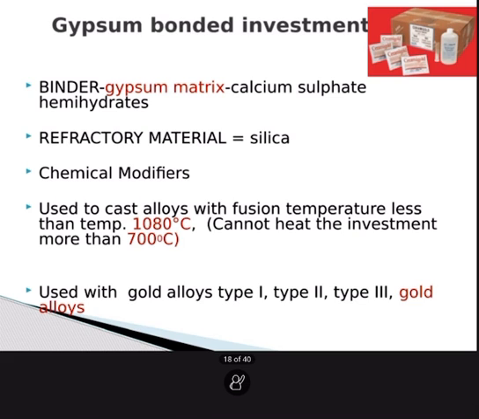It is the material used because you have to heat it at high temperature, so it acts as a refractory material so that the investment will not blast. Then you have chemical modifiers, which are used to cast alloys with fusion temperature less than 1080 degrees centigrade. You cannot heat the investment more than 700 degrees centigrade. So these are chemical modifiers, and this gypsum bonded investment is used with type 1, 2, 3 gold alloys, because they are a little soft type of material, so that's why we are using these alloys.